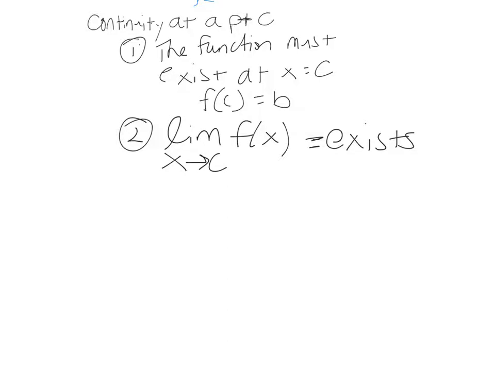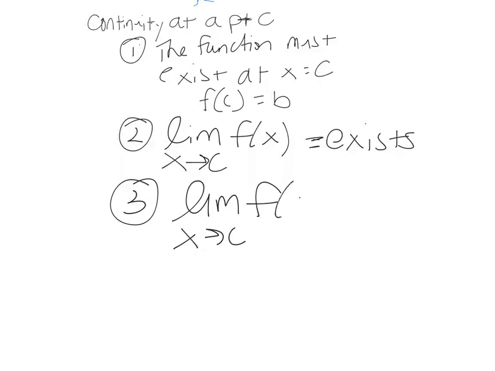And then, here's the last one, which is the most critical, is that the limit as x approaches c for f of x has to equal whatever the value is there. Has to equal that b that we did there, okay? So the limit has to exist, and then it also has to equal the same value of y.